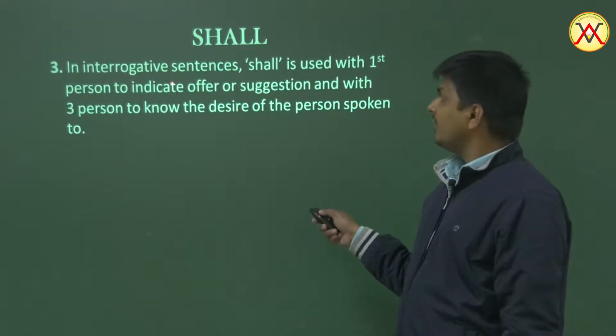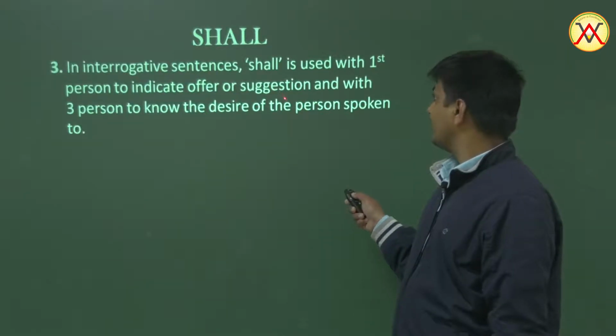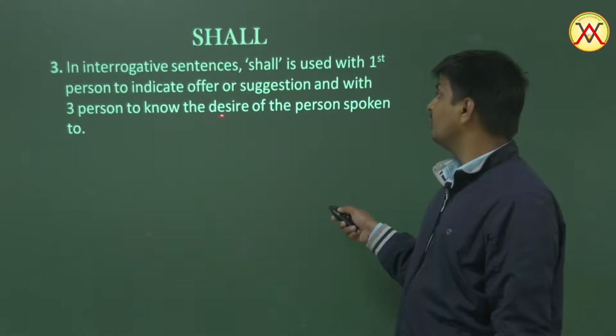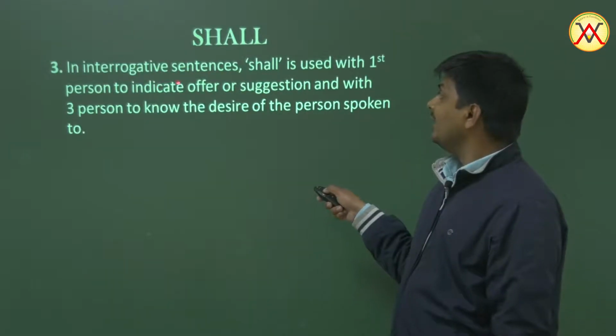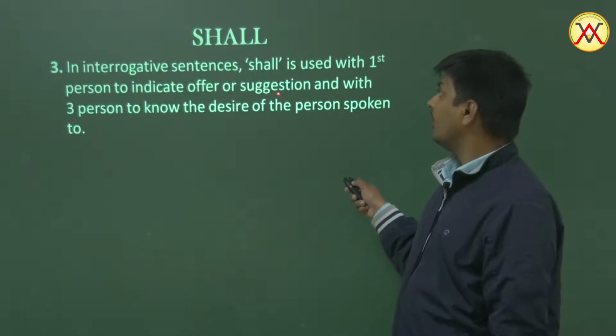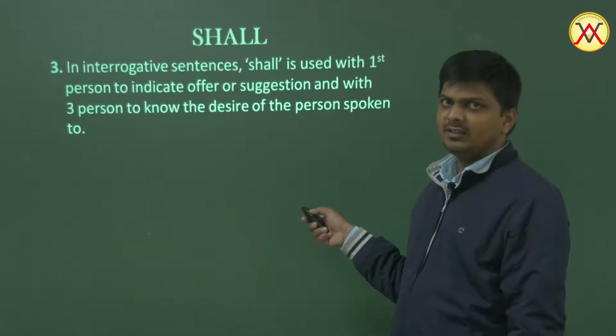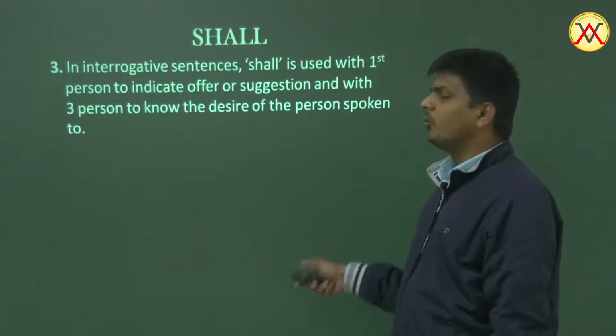Third use. In interrogative sentences, shall is used with first person to indicate offer or suggestion, and with the third person to know the desire of the person spoken to. So let's do it again. In interrogative sentences, shall is used with first person to indicate offer or suggestion, as we'll see in the examples shortly, and with the third person to know the desire of the person spoken to.